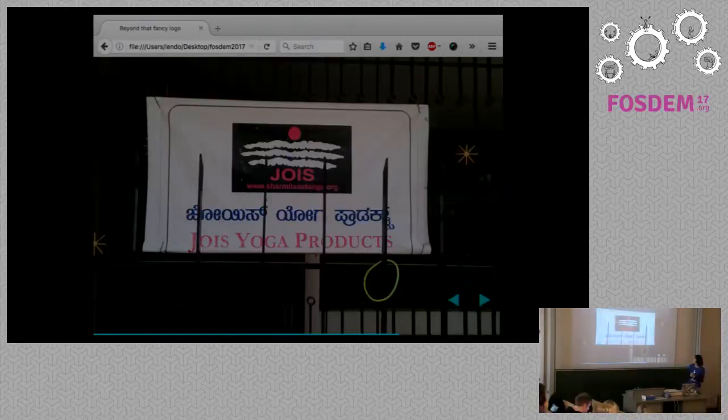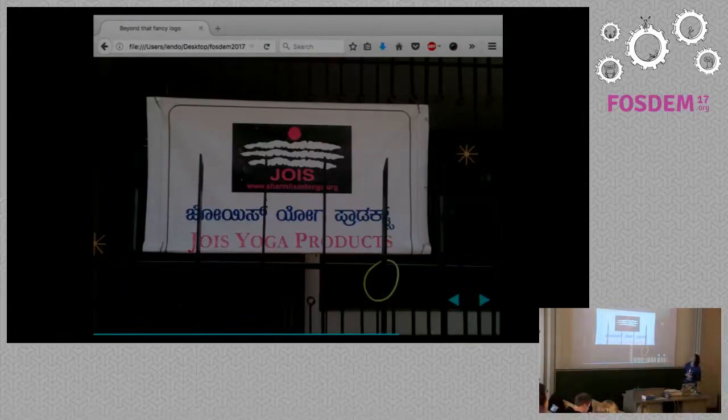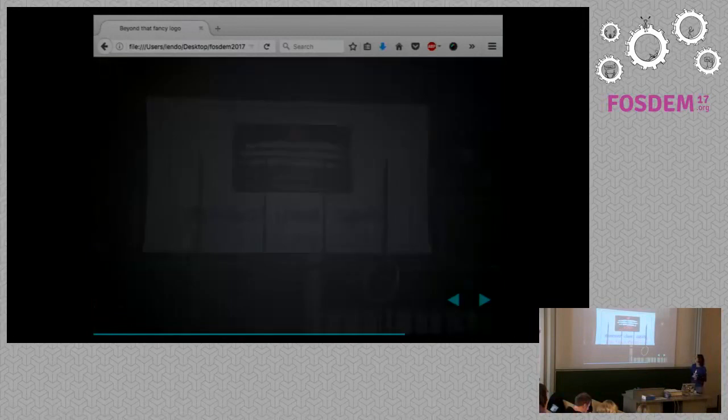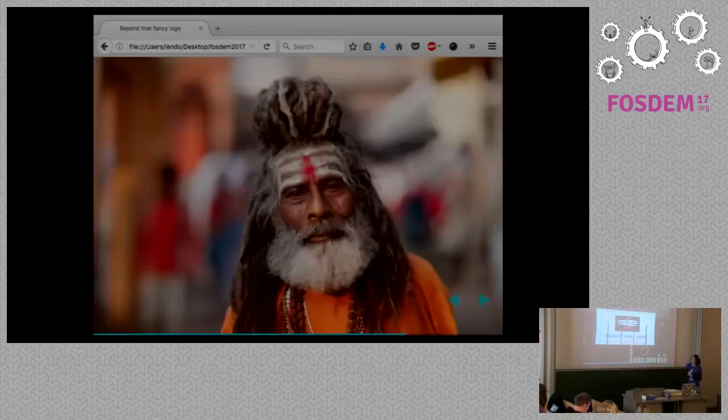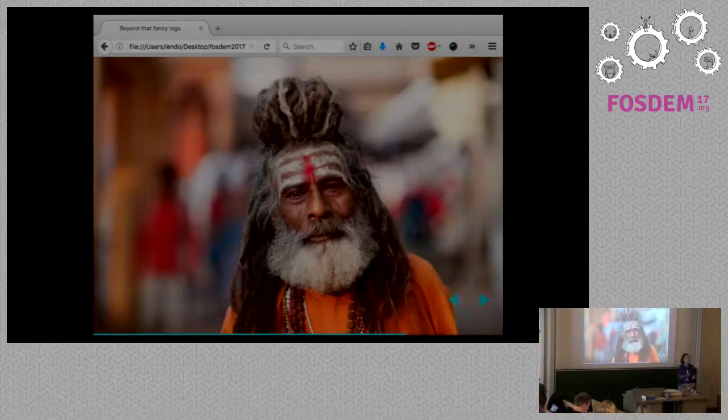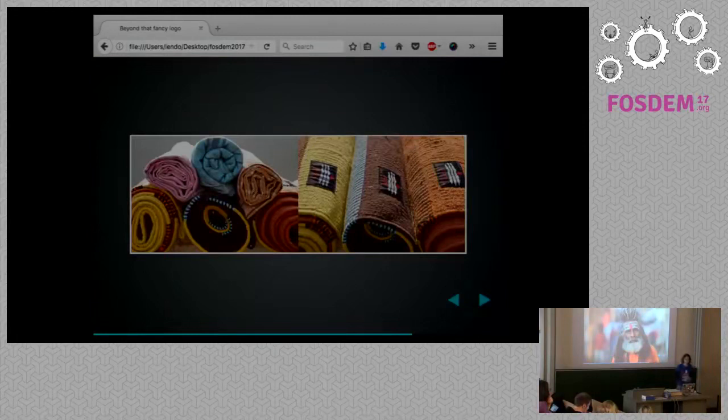When the Jois family created this little side business, they asked one of their students, who happened to be a visual designer, to make them a logo. And the visual designer came up with this. The visual designer took inspiration from something called the Tripundra. The Tripundra that this man has on his forehead is a sacred symbol of a branch of Hinduism that the Jois family happens to belong to. And the founder, the patriarch of the family, Pattabhi Jois, often wore that symbol on his forehead.